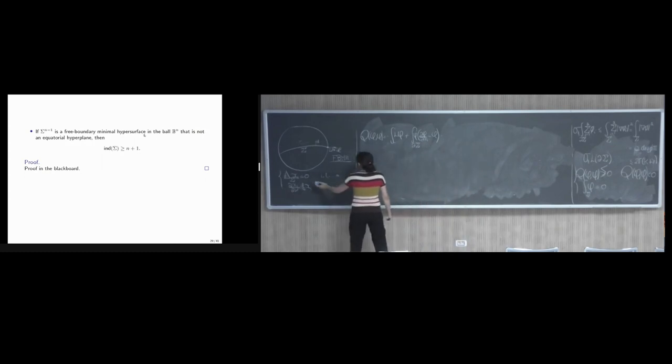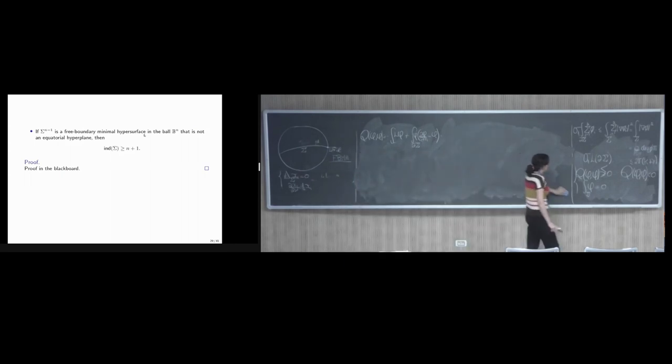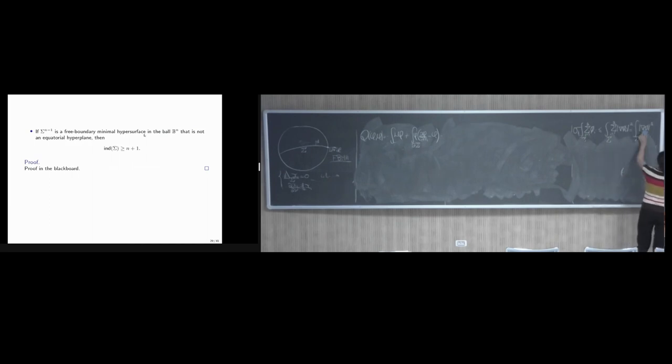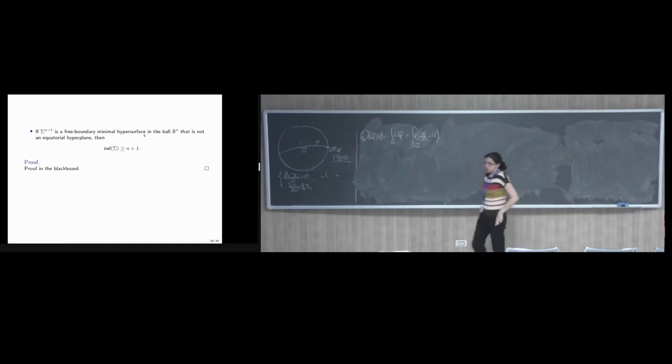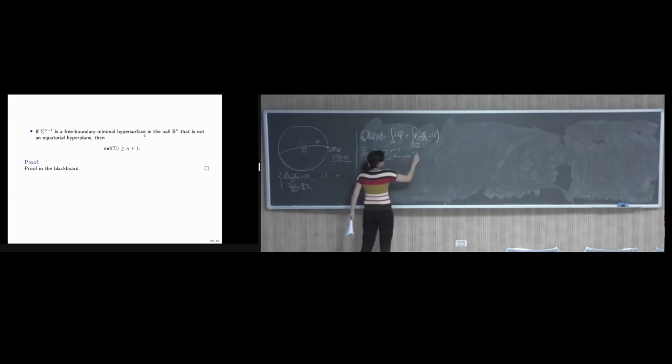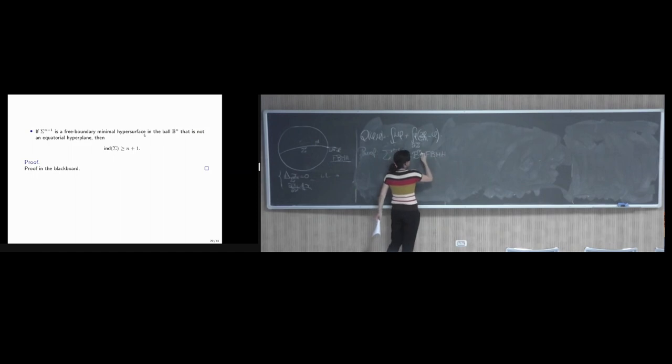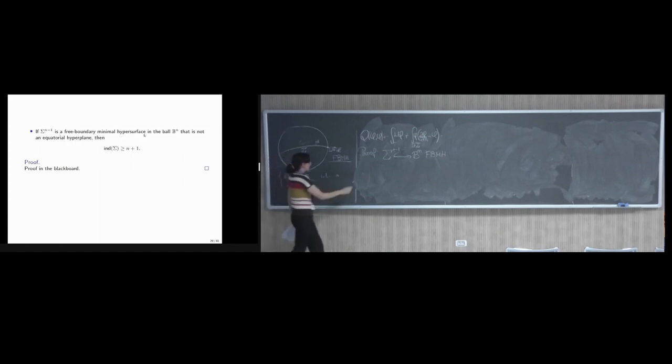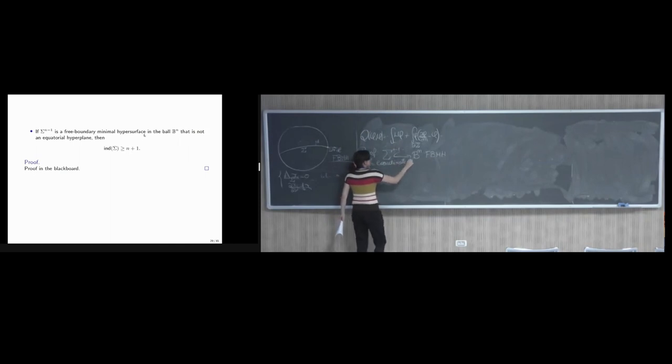The motivation to prove that is actually this. These are very important. Let's move on and go to the proof. So sigma is a free boundary minimal hypersurface in the ball. In this case, the coordinate function satisfies this system.